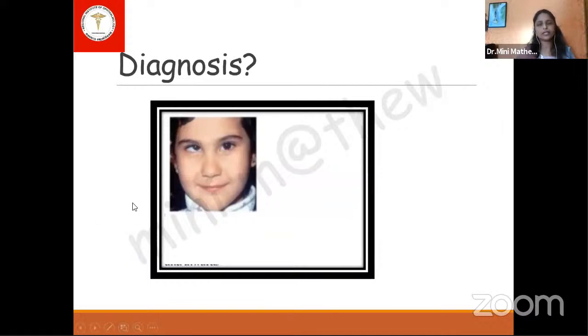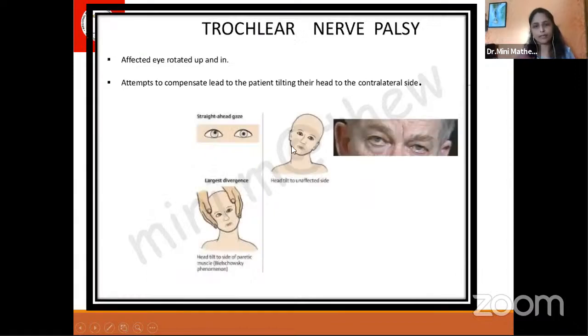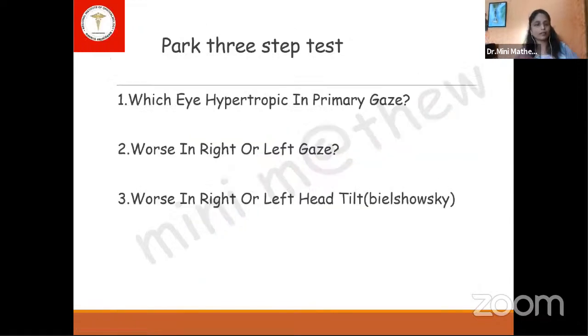Now this little girl, she came with an inturned eye, an uprolled eye. So the diagnosis in this case is a trochlear nerve palsy. So these patients usually present with a compensatory head tilt to the opposite side to avoid diplopia. Now, how do we diagnose a vertical diplopia?